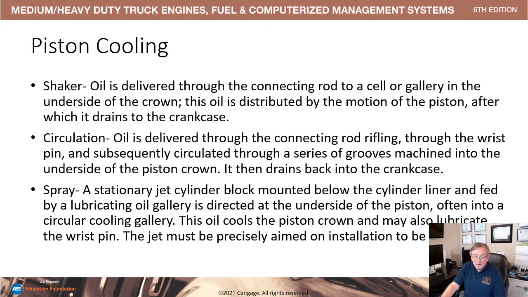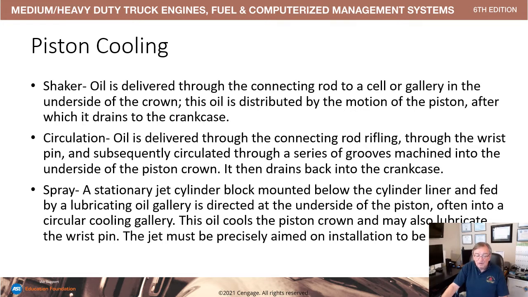Oiling. Piston cooling is done by oiling primarily. They call this a shaker. You're going to have a hole that is machined into the connecting rod, and that allows oil to travel up to the piston pin boss, but also into a chamber inside the piston. Circulated oil, delivered through connecting rod rifling through the wrist pin, circulates through a series of grooves machined into the underside of the piston. Then it drains back into the crankcase.